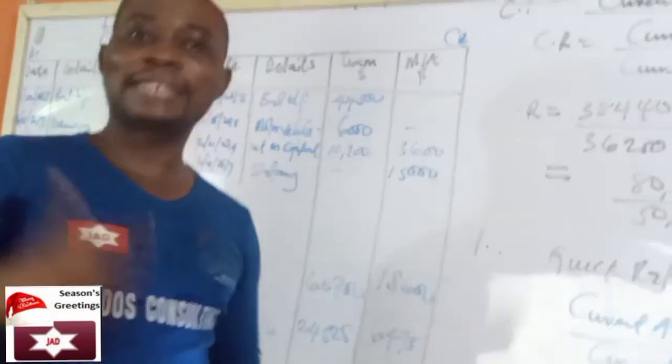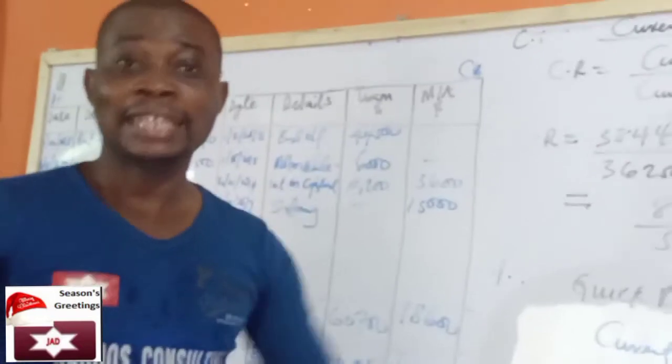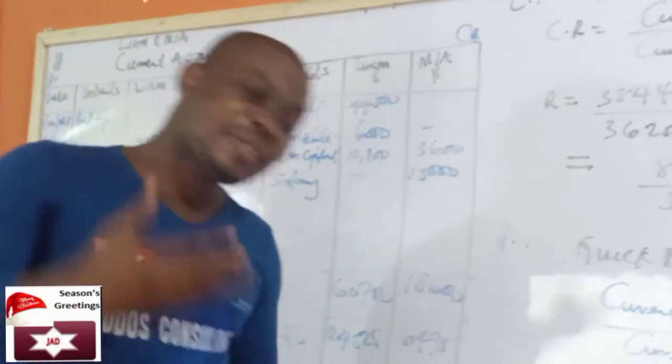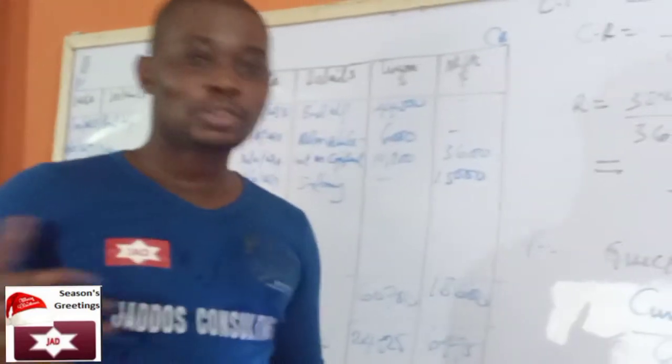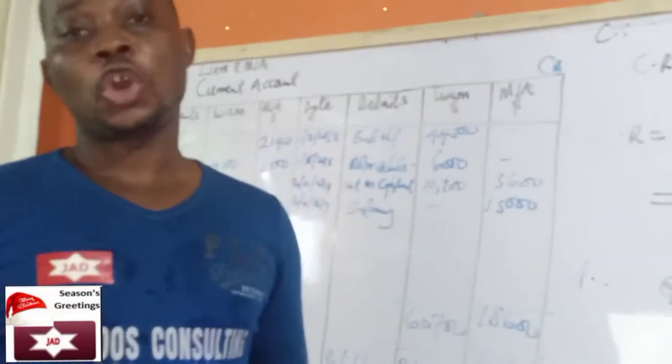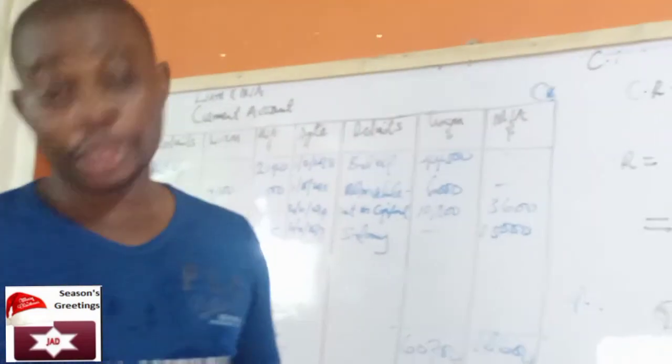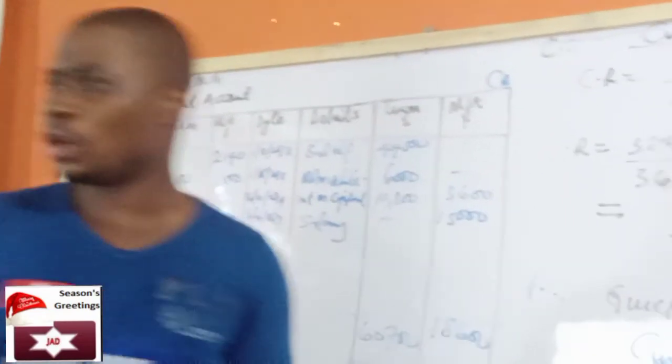So what I'm saying is that you should think of items, steps, and strategies that you can take to improve the cash position of the business. Because once you improve the cash of the business, you are technically improving the current assets, the current ratio, or the quick asset ratio. So that's it for that one.